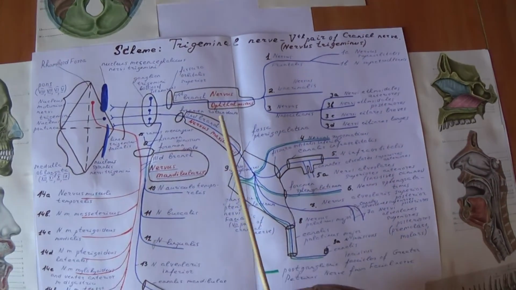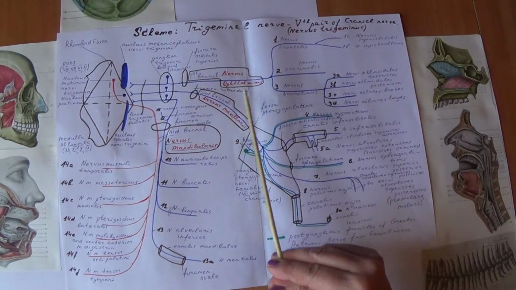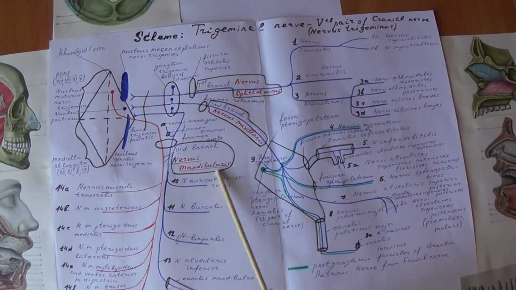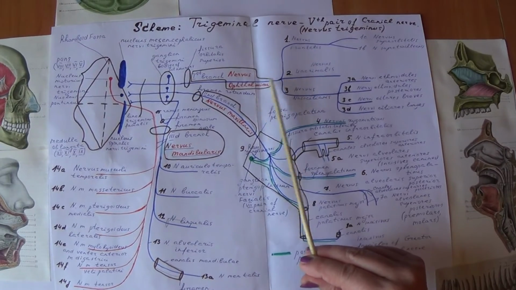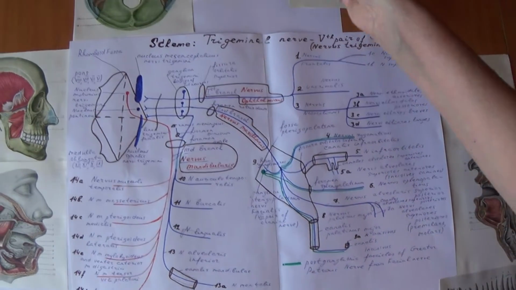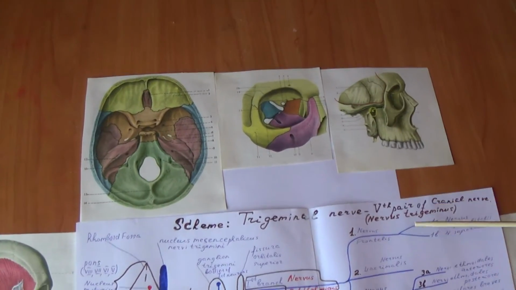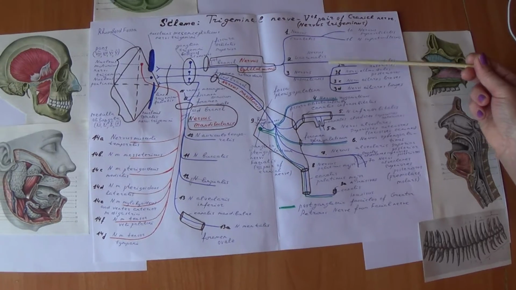The trigeminal nerve subdivides into 3 branches. First branch, the ophthalmic nerve. Second branch, the maxillary nerve, and third branch, the mandibular nerve. The ophthalmic nerve is a sensory nerve. It exits from the cranial cavity through the superior orbital fissure into the orbital cavity and subdivides into 3 branches: the frontal nerve, lacrimal nerve, and nasociliary nerve.